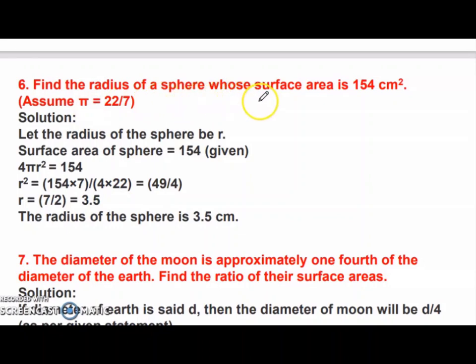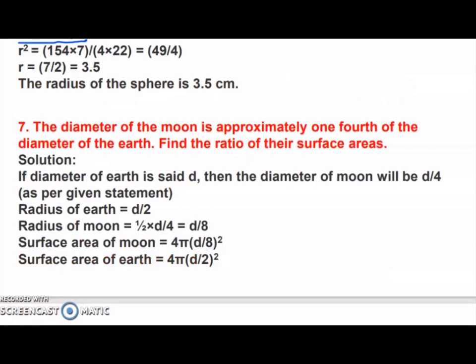Find the radius of a sphere whose surface area is 154 centimeter square. So we'll assume the radius to be a variable. We'll take it as r. So 4 pi r square, it is given, it is equal to 154. That is, the surface area is equal to 154. So r square is coming as 49 by 4. And when you take the square root of that, r will come as 3.5 centimeter.